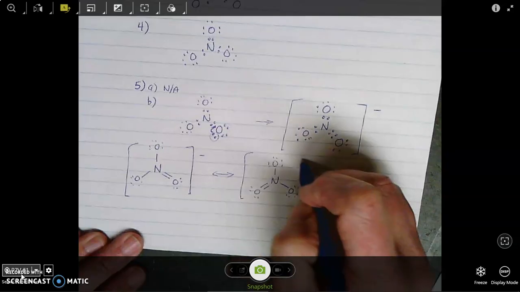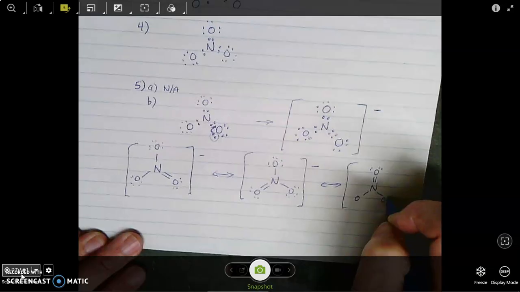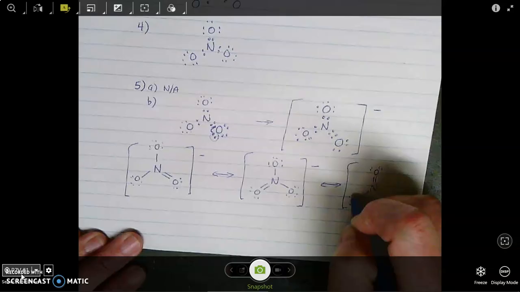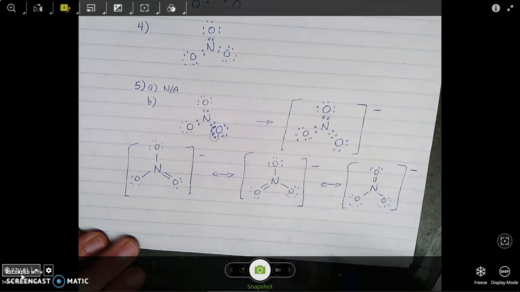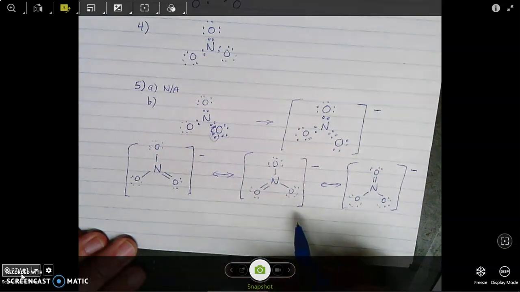And there's one more possibility where the double bond is up here. And we're going to talk more about all of these things. This is just a little bit of a view to get us started. But all three of these possibilities are equally likely. In fact, they interchange between each other so quickly.